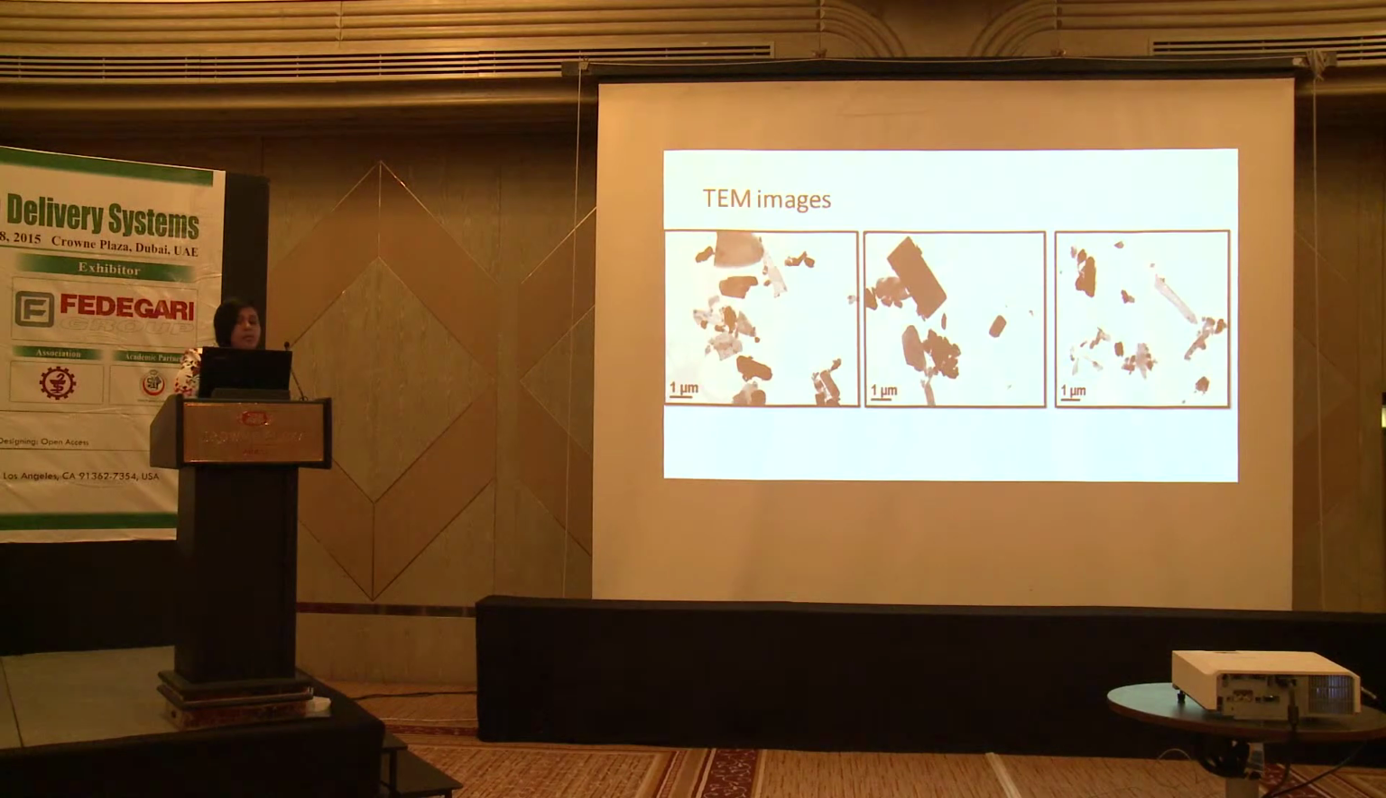These are the TEM images. You can see the rhombohedral-shaped particles of calcium carbonate observed. These are the drug-loaded ones, and there are some particles that are not drug loaded. The particle sizes are different because the calcium carbonate forms around a template of micelles. The micelles can be in different sizes and shapes.